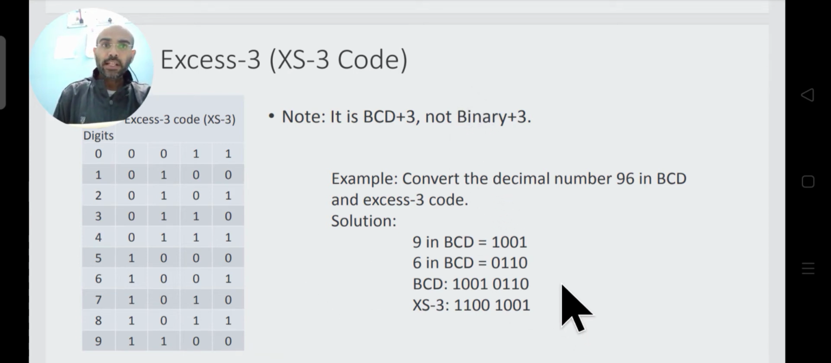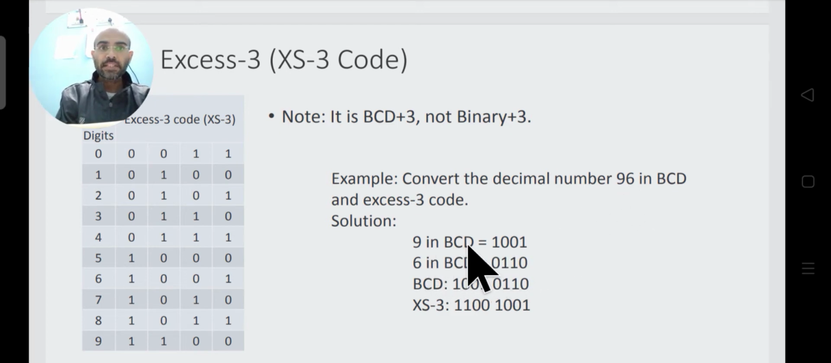Moving on, let's try to understand the same thing with the help of an example. In the example, let us try to convert the decimal number 96 into BCD and excess 3 code. If I want to represent this 96 in BCD, how will I do it?